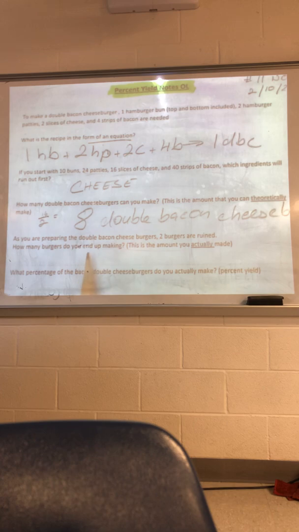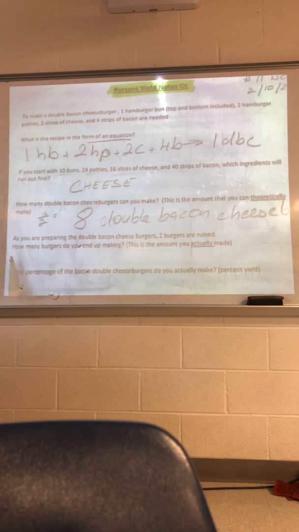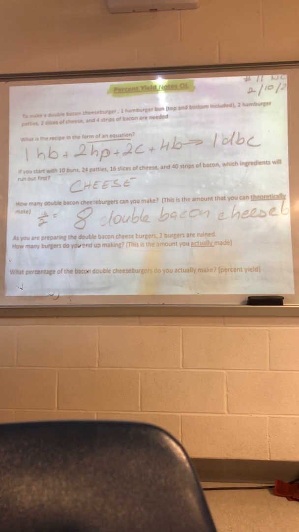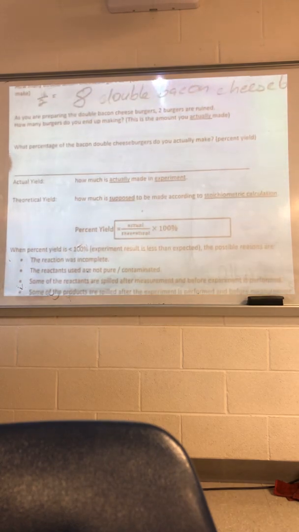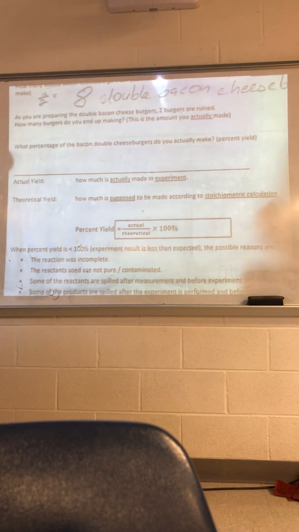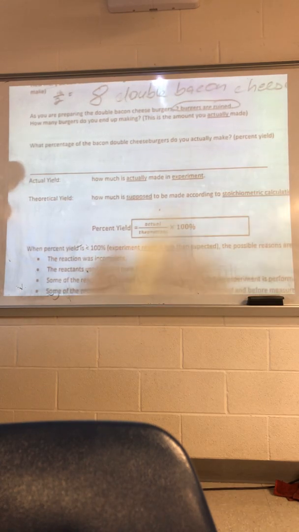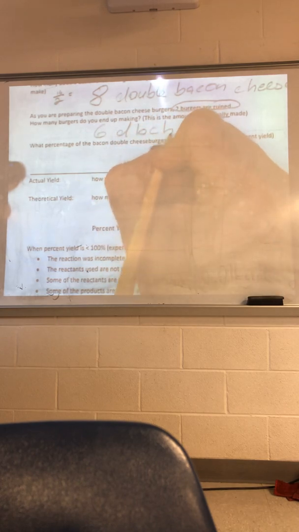As you're preparing the double bacon cheeseburgers, 2 burgers fall on the ground and your dog licks them. You can't serve them to your friends now. And they saw it. You really can't serve it now, right? How many burgers do you end up making? I had 8, but 2 are ruined. 6. I have 6 double bacon cheeseburgers, right?